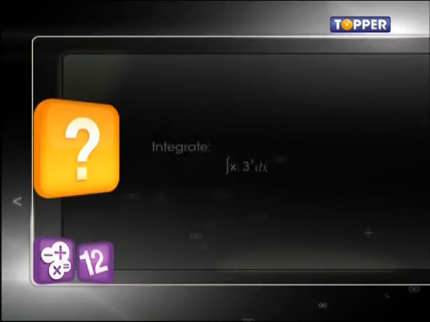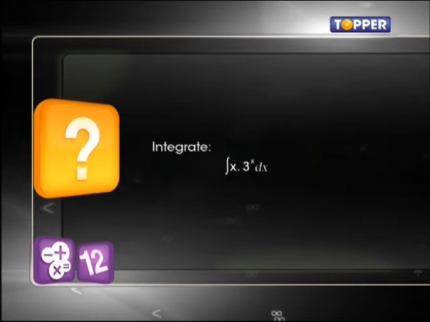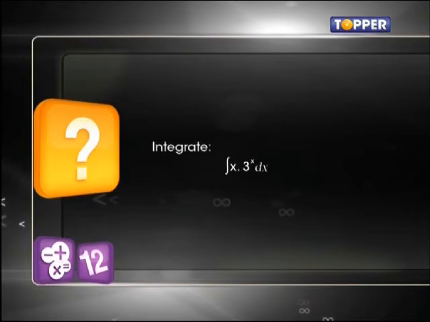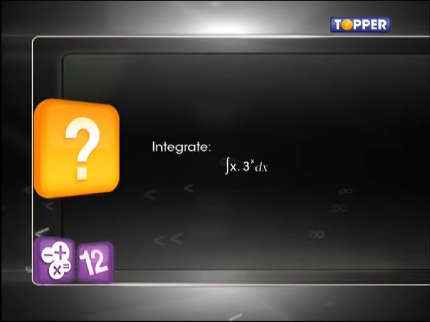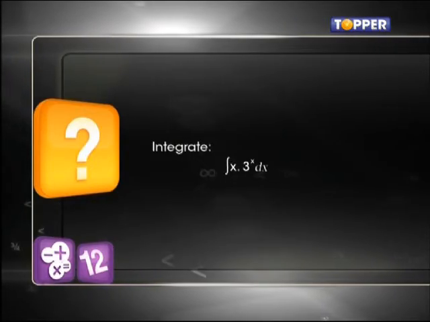Solve the following expression by integrating the function x into 3 to the power x. We'll be right back with the solution, so don't go anywhere.